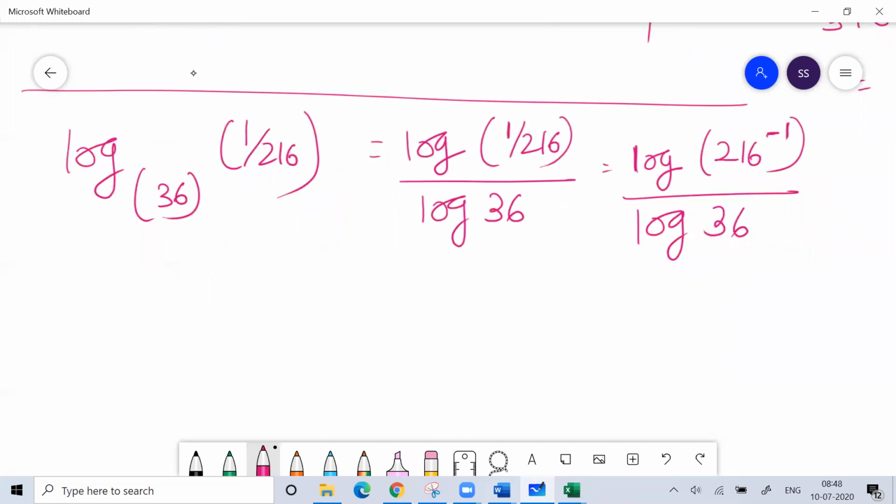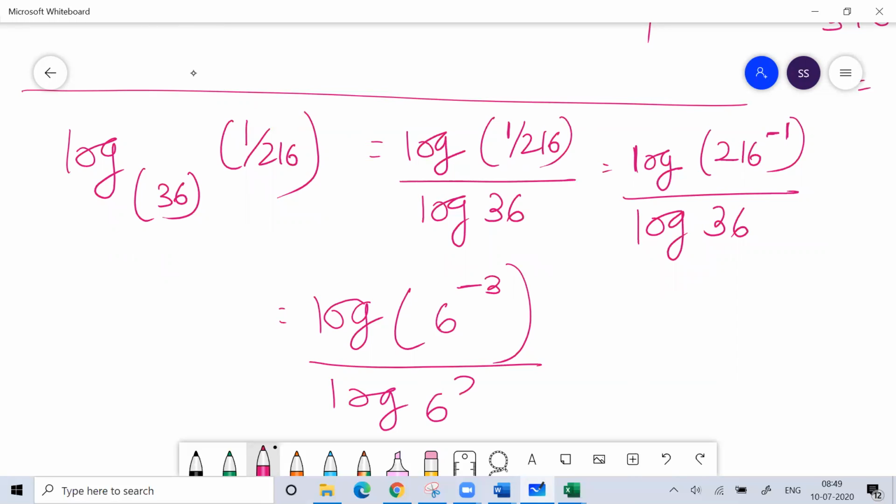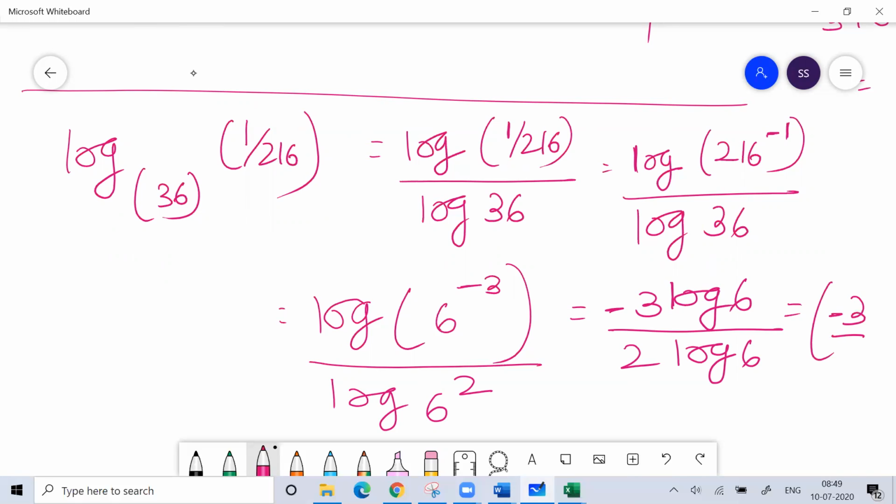Okay, so now 216 is nothing but 6 cube. So 216 to the power minus 1 means 6 to the power minus 3, divided by 36, which means 6 square. So log of 6 to the power minus 3 means minus 3 log 6, divided by 2 log 6. And then your answer is minus 3 by 2. That is your answer.